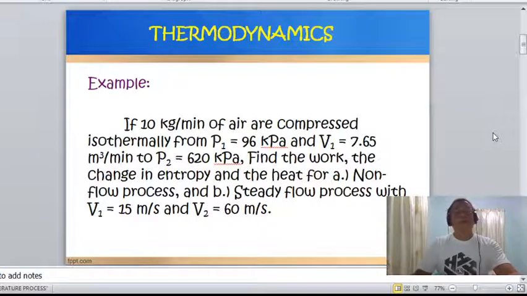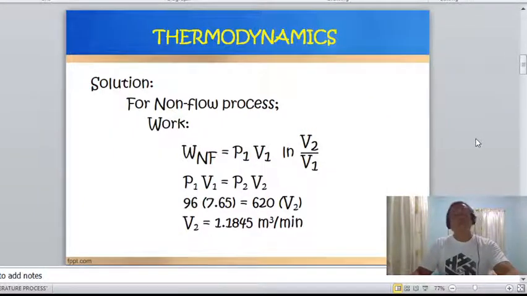If 10 kilogram per minute of air are compressed isothermally from P sub 1 equals 96 kilopascal and V sub 1 equals 7.65 cubic meter per minute, to P sub 2 equals 620 kilopascal, find the work, the change in entropy, and the heat for A, non-flow process, and B, for steady flow process with velocity at 1 equals 15 meter per second and the velocity at 2 of 60 meter per second. So let us now take the solution for this.